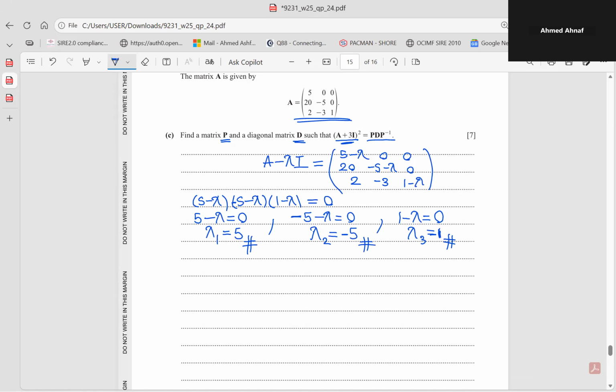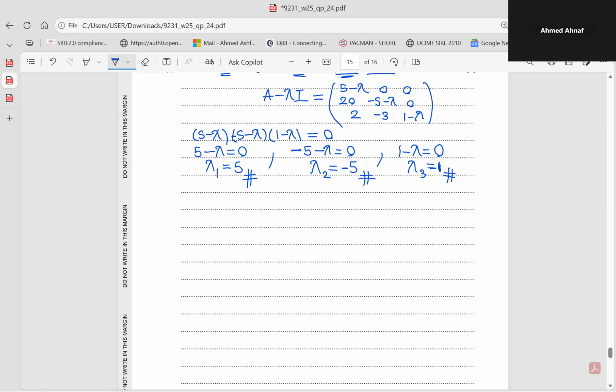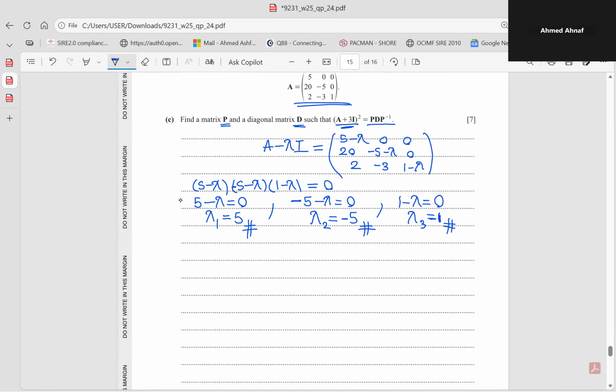Now we're going to find the corresponding eigenvectors. To find the eigenvector corresponding with the eigenvalue of 5, let's choose 2 rows that we're going to take the cross product of.